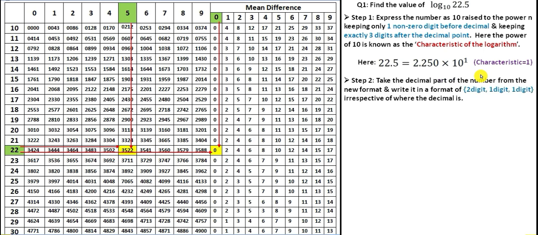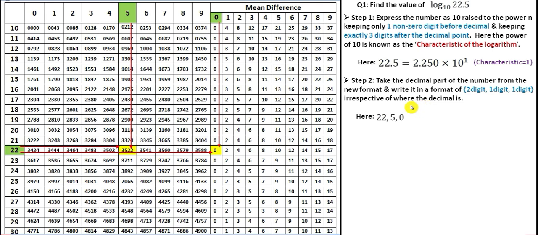In the next step you have to do this. Take the decimal part of the number, the decimal part means this 2250 of the number in the new format, means from here, not from here, from here you take this part 2250, and write it in a format of 2 digit, comma, 1 digit, comma, 1 digit, irrespective of where the decimal is. What does that mean?